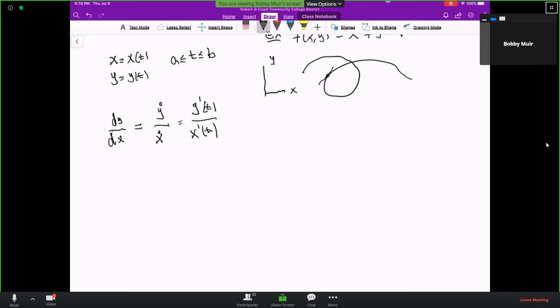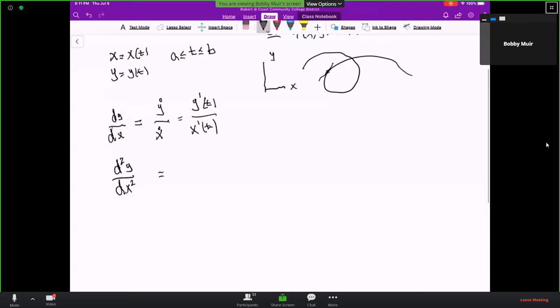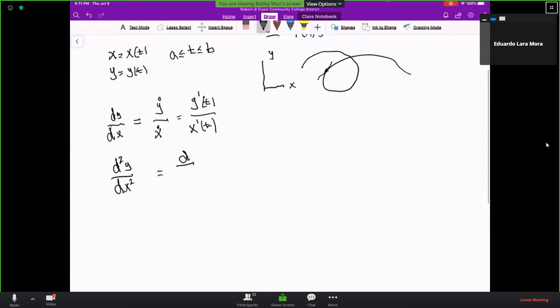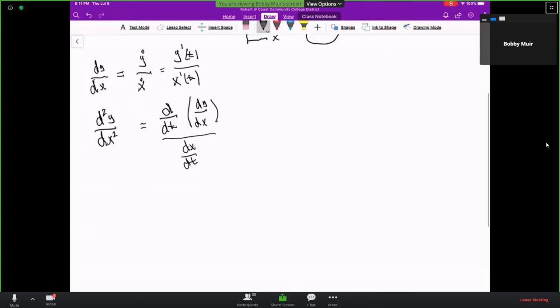And then we learned that the second derivative, d squared y dx squared, which we use to measure concavity, figure out where inflection points are, and other things like acceleration if we're talking about motion, ended up being the derivative with respect to t of the thing we just computed, dy dx, divided by dx dt. A kind of clumsy formula, but nevertheless.